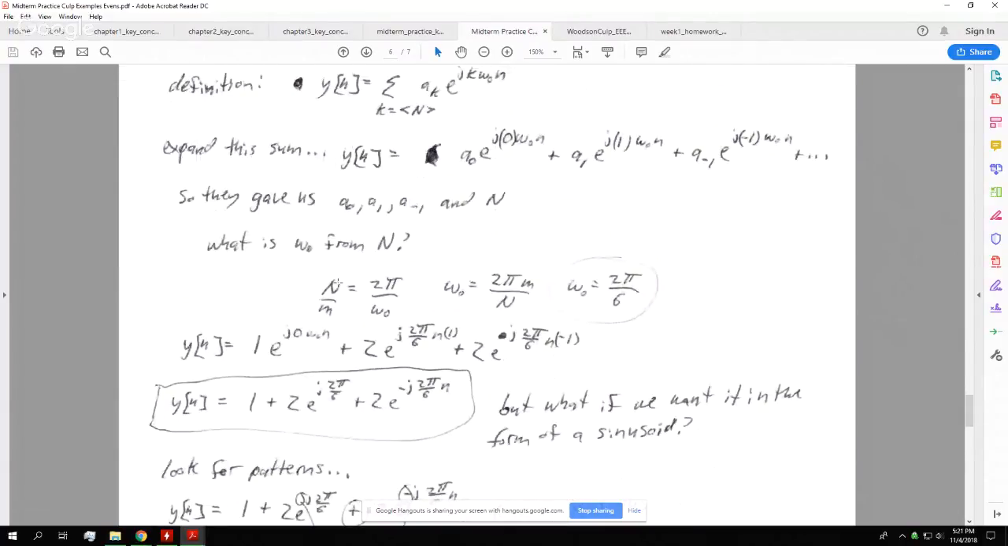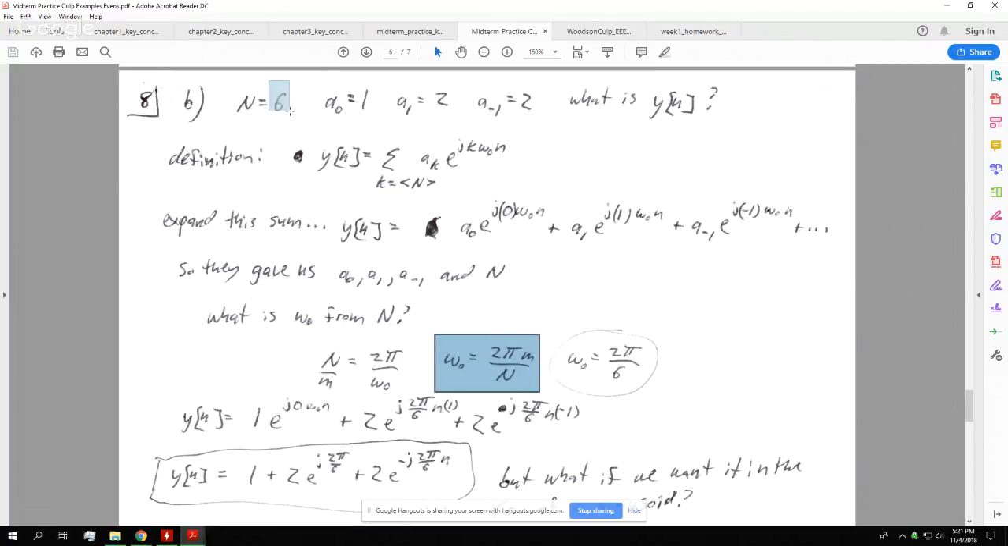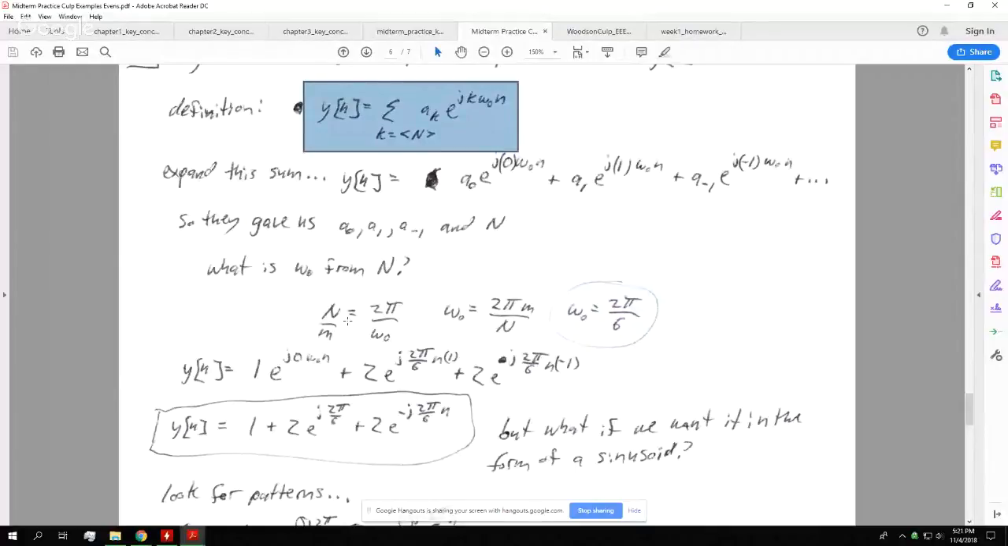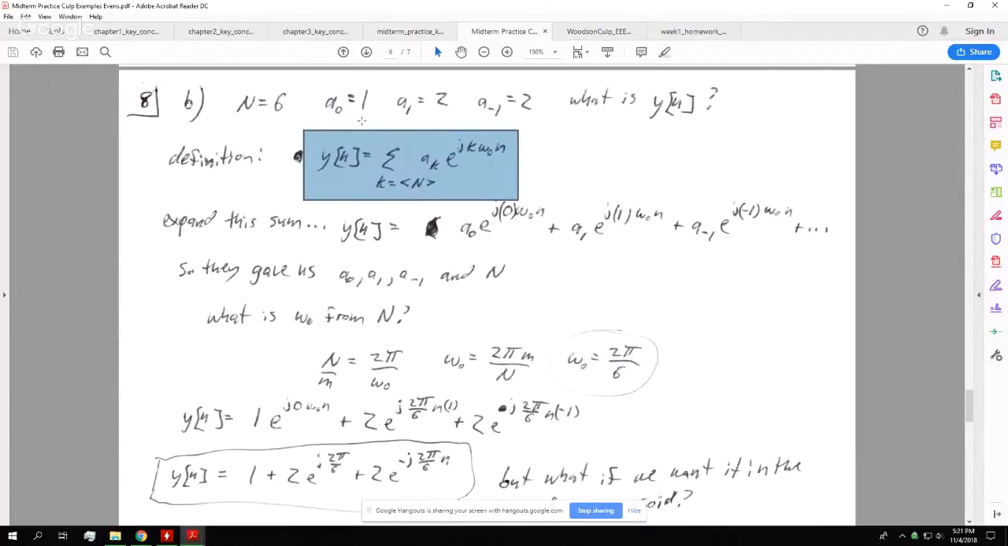So anyways, let's go ahead and determine omega naught. That's what I did first. We use the discrete-time formula for the relation between period and angular frequency, and just plug and chug and manipulate it to figure out what omega naught is. It turns out that if our period is 6, we plug that in here and get 2 pi over 6, and we're going to use that. So now I want to expand this summation with the terms that were given using these.